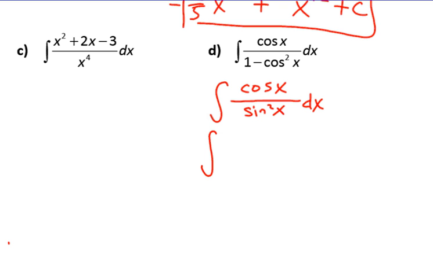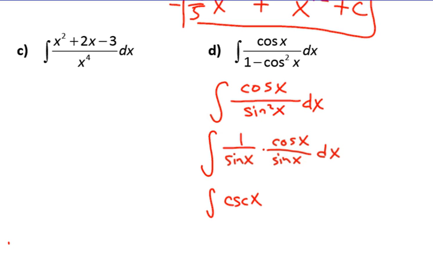All right, so what I'm going to do is split this up into 1 over sine times cosine over sine. Now, still in this format, this does not help me until I completely simplify this. So 1 over sine is the same as cosecant x, and cosine over sine is cotangent of x dx.